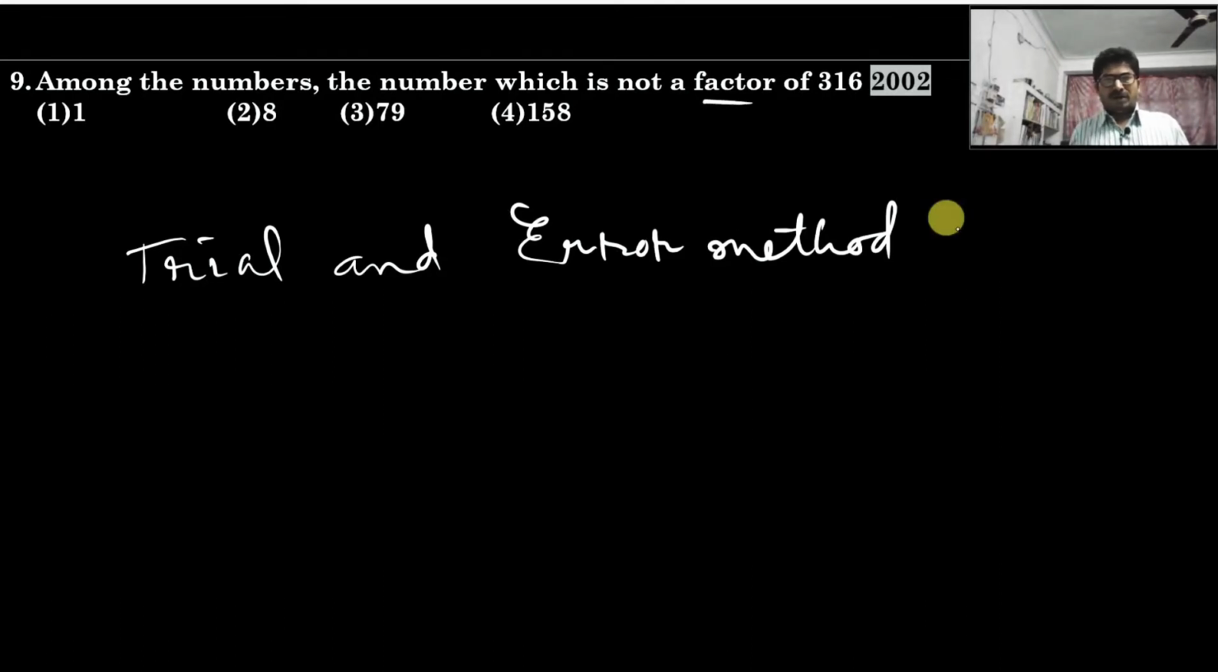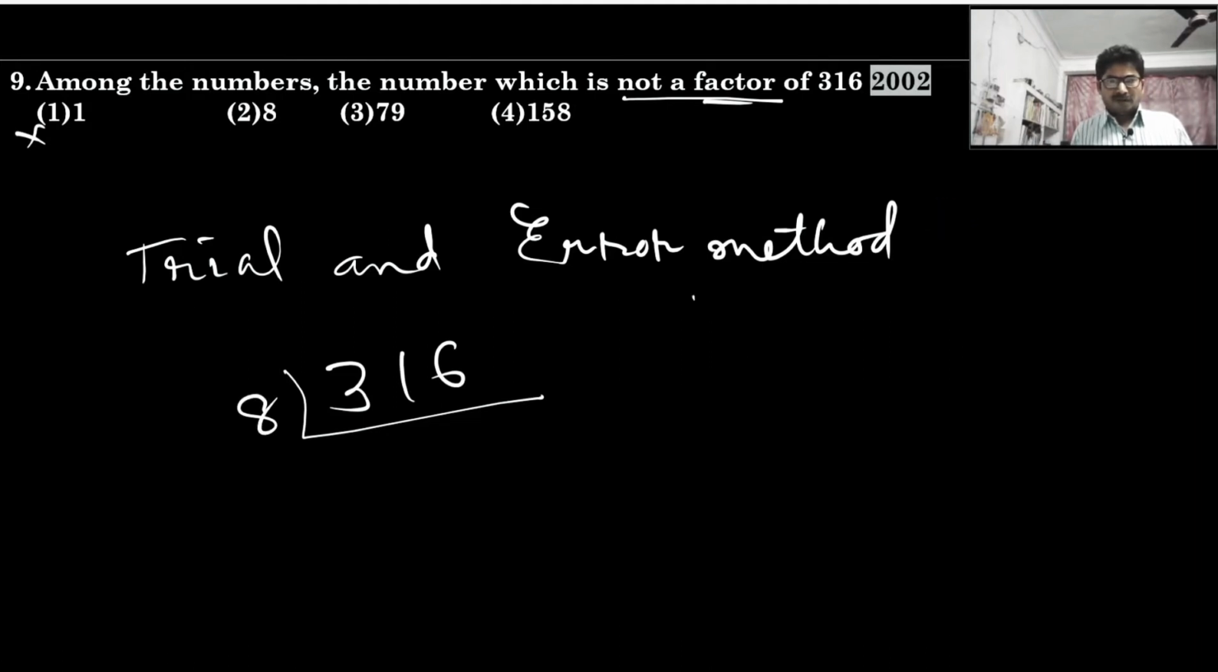1 divides any number. So that's why 1 is a factor of every number. Next, here we have to find the number which is not a factor. That's why we have to check which is not divisible into 316. So next we try the second option, 8. We can divide using short division like this. If you don't know that, you may divide by long division also, your wish.